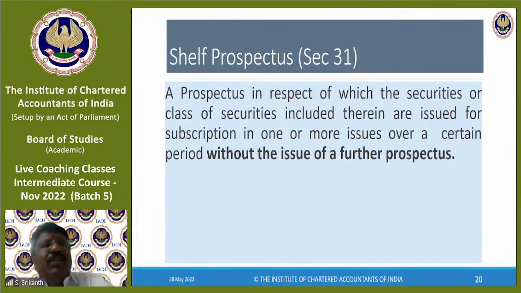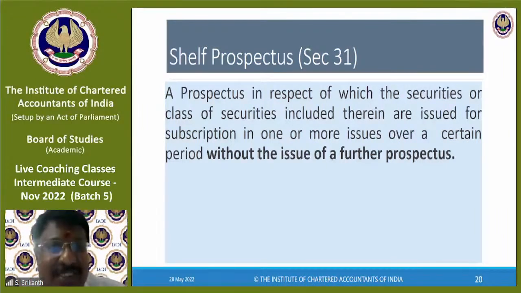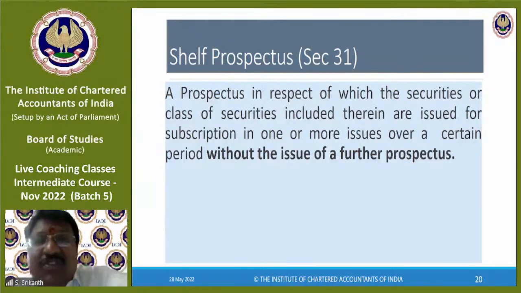Right now, I'm coming only with 25 lakhs. Then every time I issue a further 25, 25, 25, I will not issue a further prospectus. So that is why it is called shelf prospectus. What happens? I issue the prospectus once, then it is on the shelf.